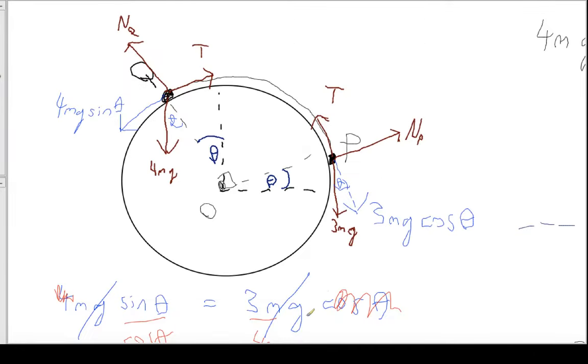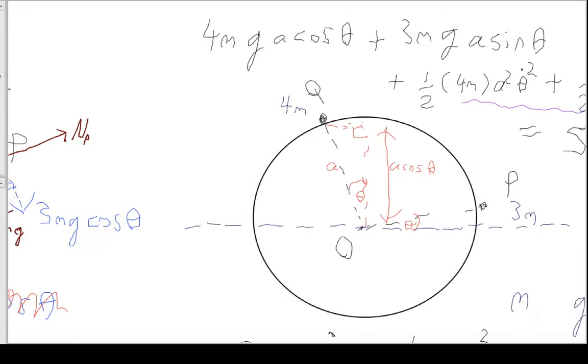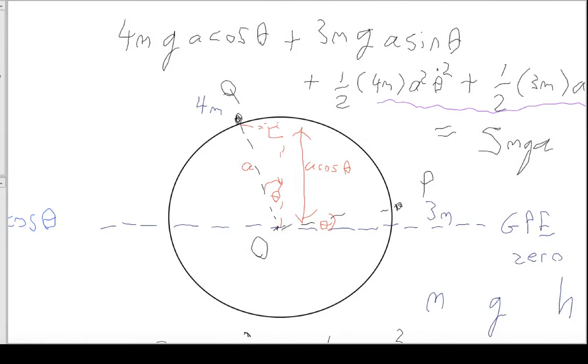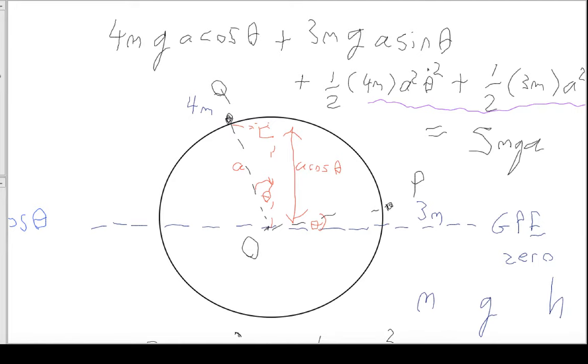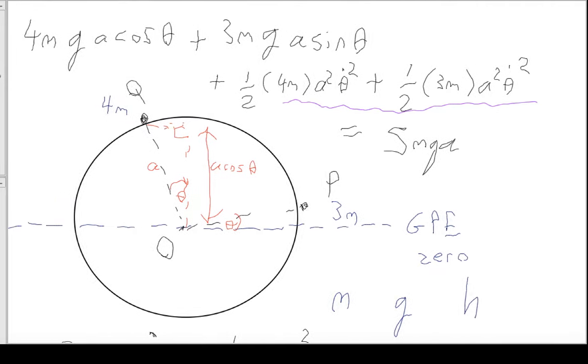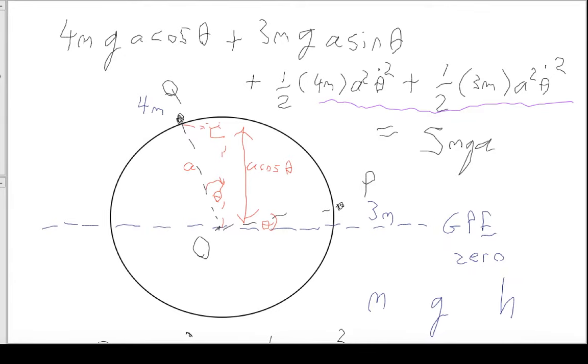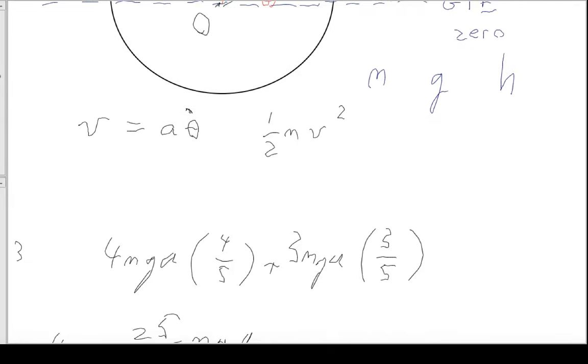Remember, you can take your potential energy to be 0 anywhere, and it makes sense to take it in the middle of the circle, right? That's the most sensible place to take it, because then you can get nice expressions for the height of these two particles. So that's what we've done.